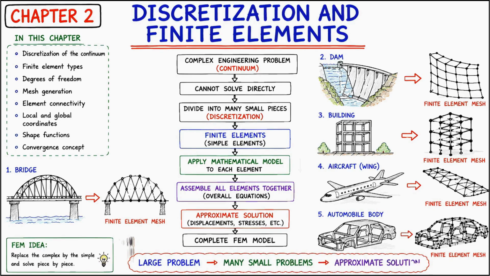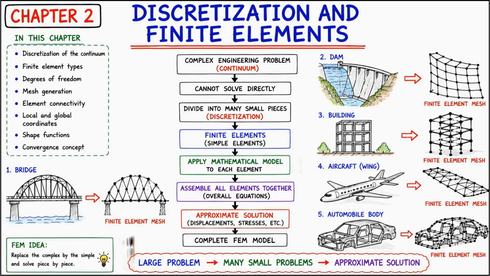Once the structure is divided, we apply mathematical equations to every individual element. Then, all the element equations are assembled together to represent the complete structure. Finally, by solving these equations, we obtain approximate values of displacement, stress, strain, temperature, or any other required response. So remember the basic idea of FEM. A large engineering problem is converted into many small problems, and these small problems together provide an approximate solution. This is why the finite element method is both practical and efficient for solving real engineering problems.